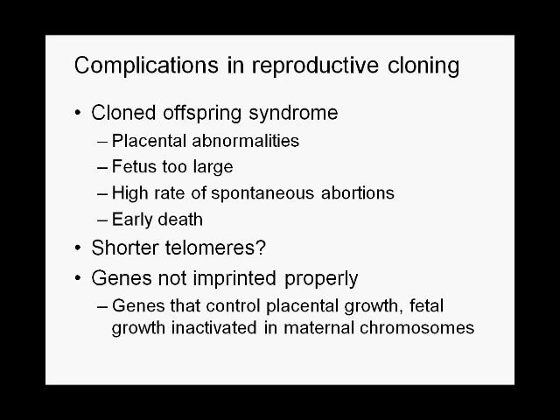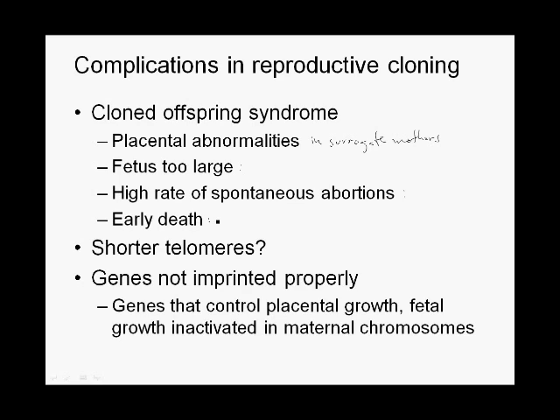Experience with reproductive cloning applied to lots of other model organisms and especially to livestock shows that there are some general and very common problems with reproductively cloned animals. And this has been given the name cloned offspring syndrome. Reproductive cloning leads to placental abnormalities in the surrogate mothers. Remember, cloning always requires a mother. You have to have a uterus to implant these cloned embryos. The fetuses have a tendency to grow too large, again causing problems for the surrogate mothers. There's a much higher rate of spontaneous abortions for cloned fetuses and early death.